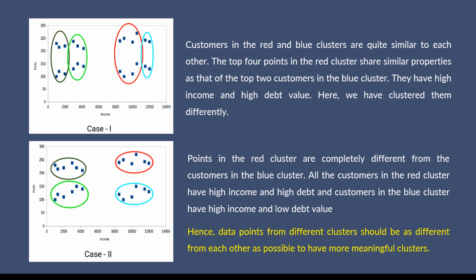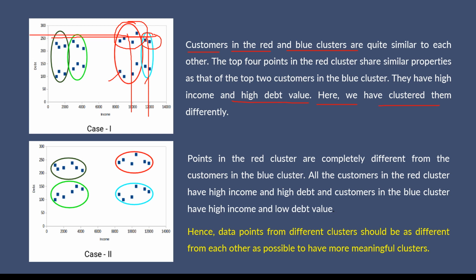So case 1, customers in the red and blue clusters are quite similar to each other. The top 4 points in the red cluster, that is these 4 points, share similar properties as that of the top 2 customers in the blue cluster, that is this. They have high income and high debt value. So this is around here. So these two clusters share similar properties, which is against the rule.